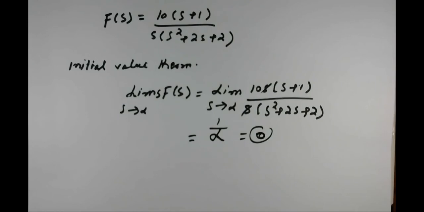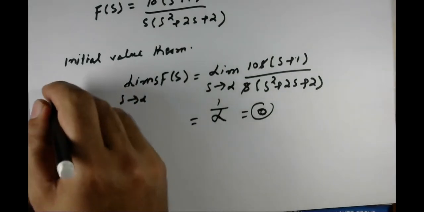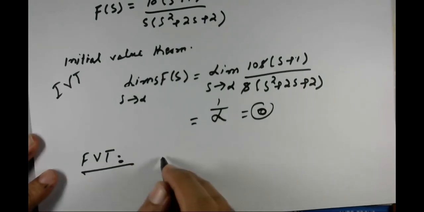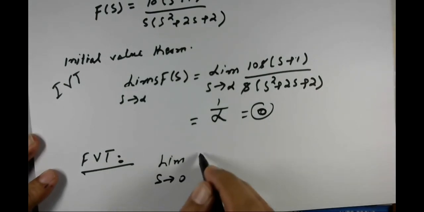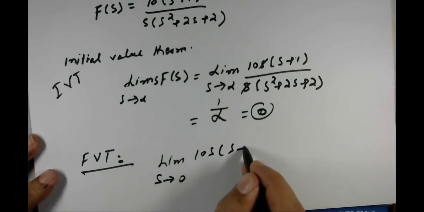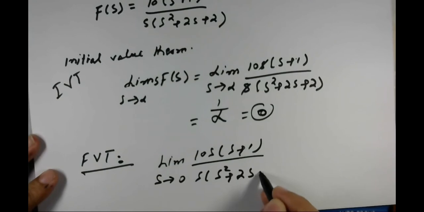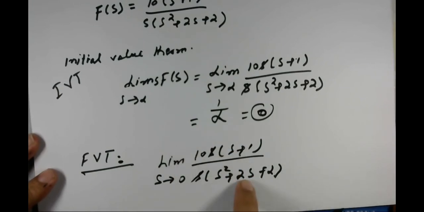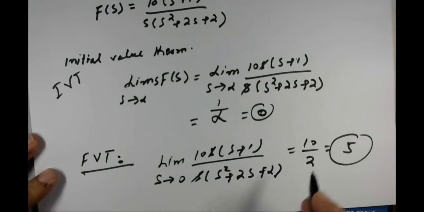Okay, what will be the final value? So we're going to use final value theorem. Call these IVT and FVT. Okay, so according to final value theorem, you just need to apply this limit: limit s approaches 0 of 10s into s plus 1 over s into s square plus 2s plus 2. Okay, s cancels. Put s equal to 0 everywhere. Here you get only 10, and here you get 2. So you finally get 10 by 2 equal to 5. This is your final value.